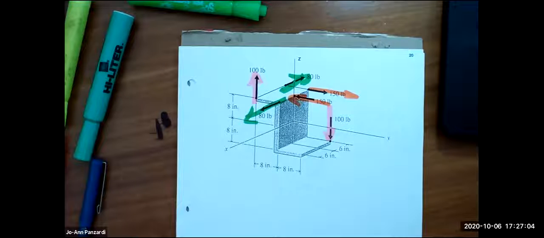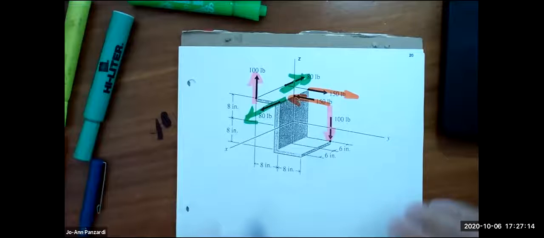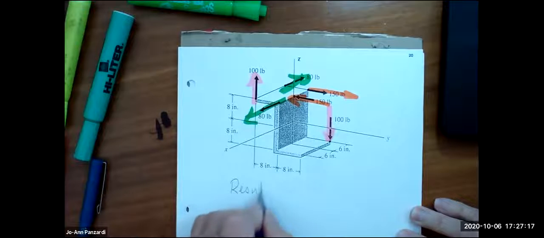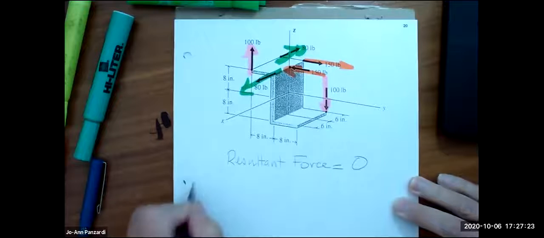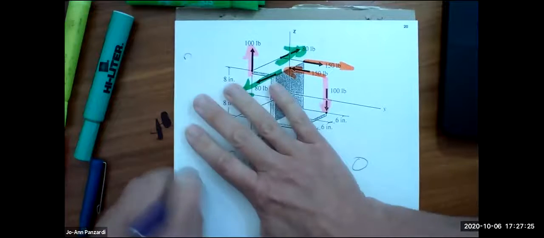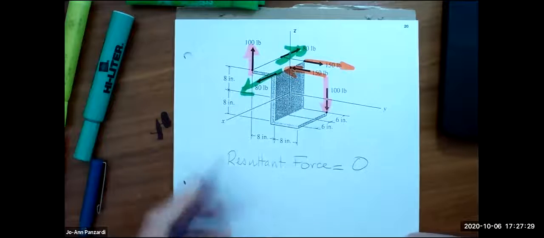Oh, I can't hear you. No, not that I see. Everybody just take your mute off. Okay, no. So that means the resultant force is what, Mackenzie? 0. Okay, now we're trying to find the resultant moment. So we're going to do the resultant moment.